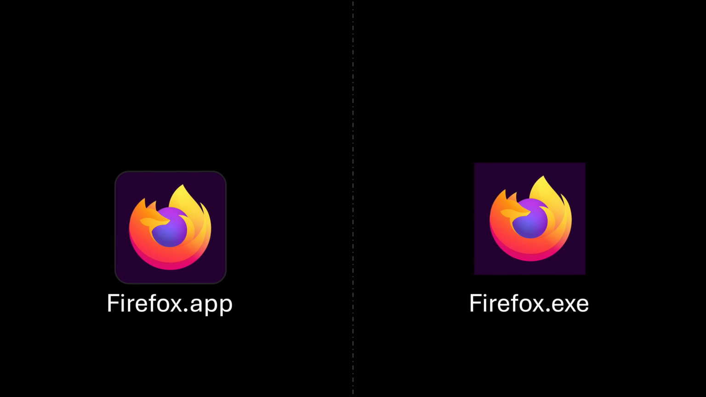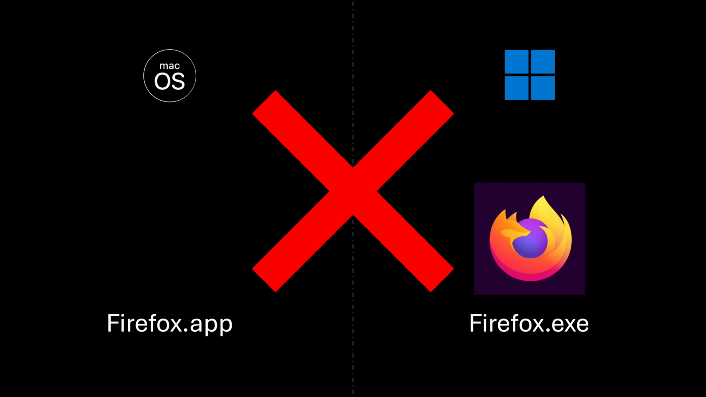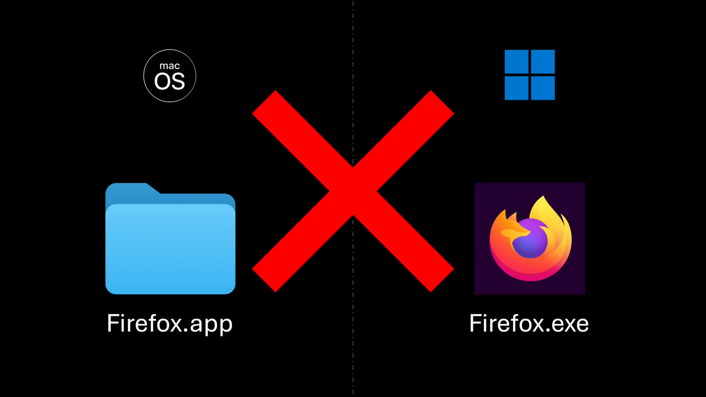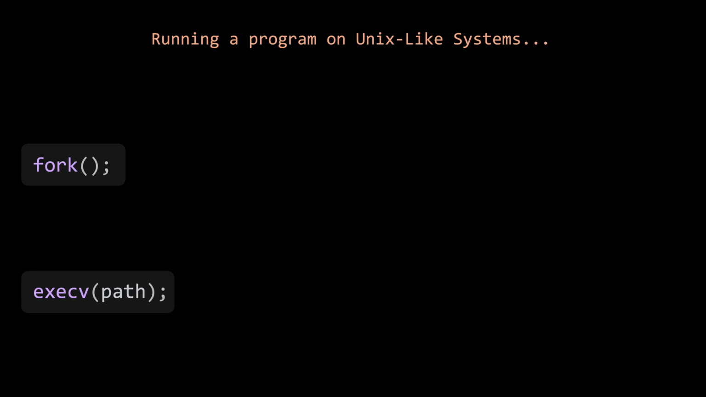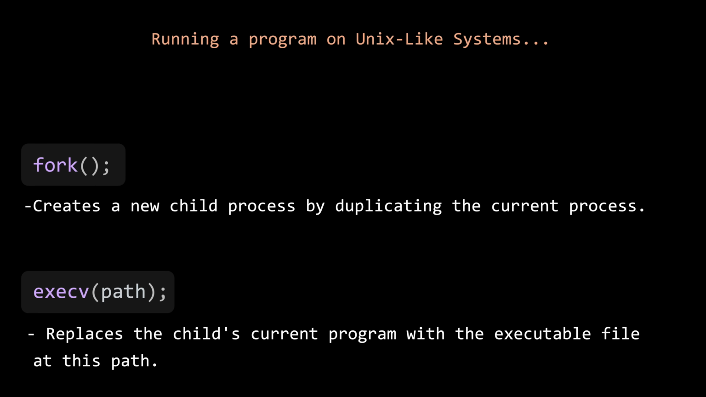Many people think the .app extension in macOS is equivalent to the .exe extension in Windows, but as we just saw, that is not true. In Unix-like systems, launching a program usually involves two important system calls: fork, which creates a new child process by cloning the parent, and then the exec-v system call, which replaces that child process with a new executable program.